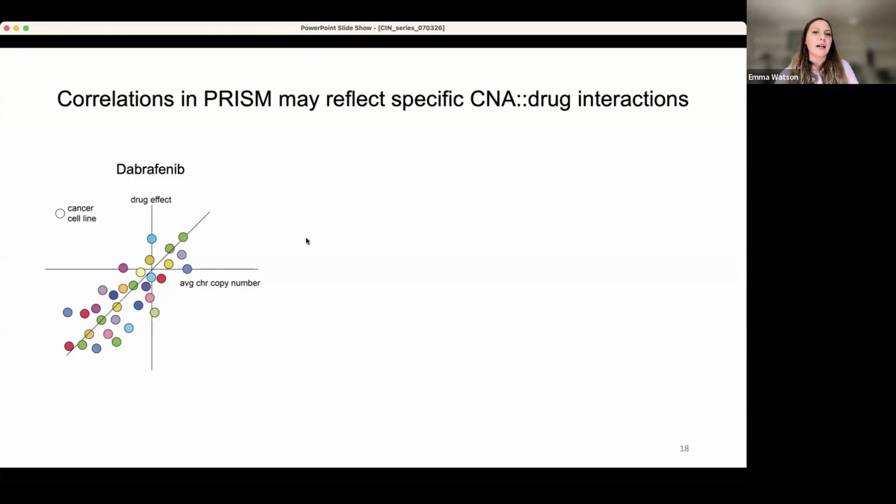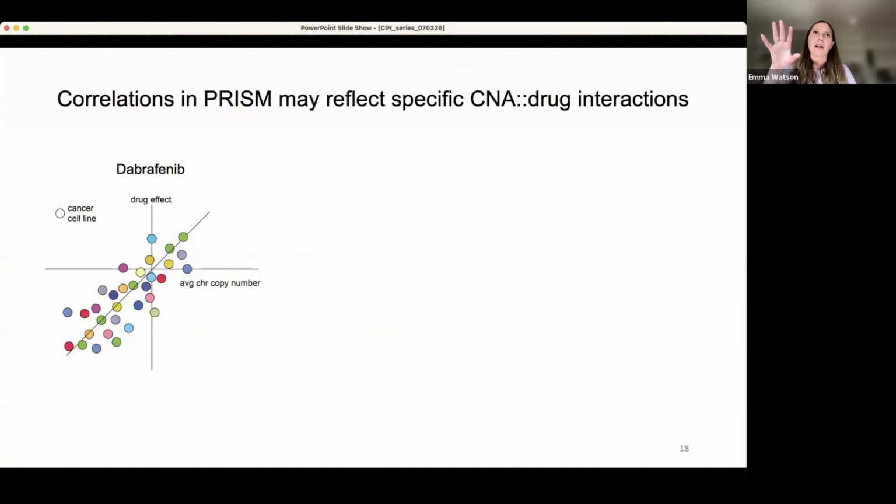And so, for instance, when we're looking for copy number alteration interactions with drugs in this data set, we've basically been looking for correlations between specific chromosomal copy number alterations and drug effects. So for instance, in this mock data, you might see a correlation between the copy number alteration of chromosome A and dabrafenib, which is a BRAF inhibitor.